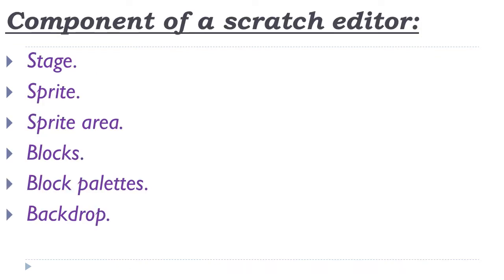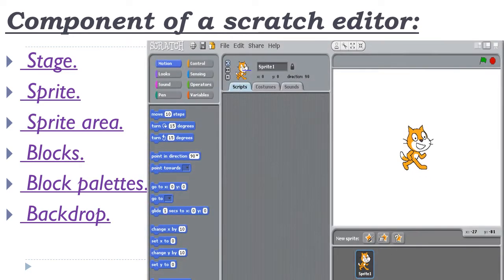First is about components of a Scratch editor. So many components are there. You can see first a stage, sprite area, blocks palette and a backdrop. I'll explain one by one. Component means the part or the area of the Scratch editor. You can look at this diagram. This is the first screen. When you open Scratch programming, you will get this as the first screen in the Scratch editor window. In this window, I'll explain the components.